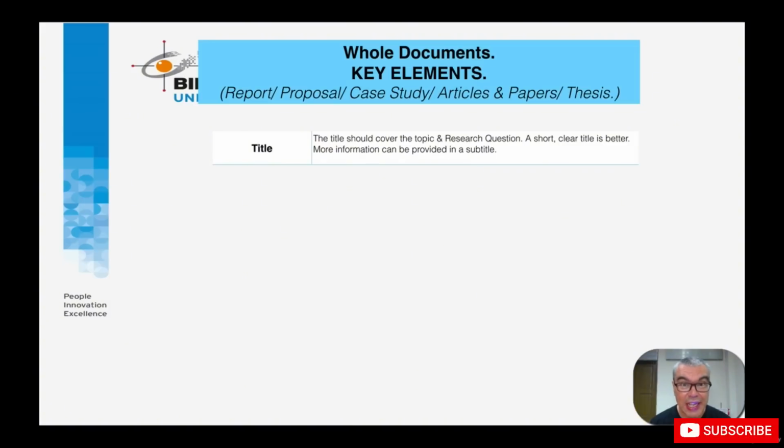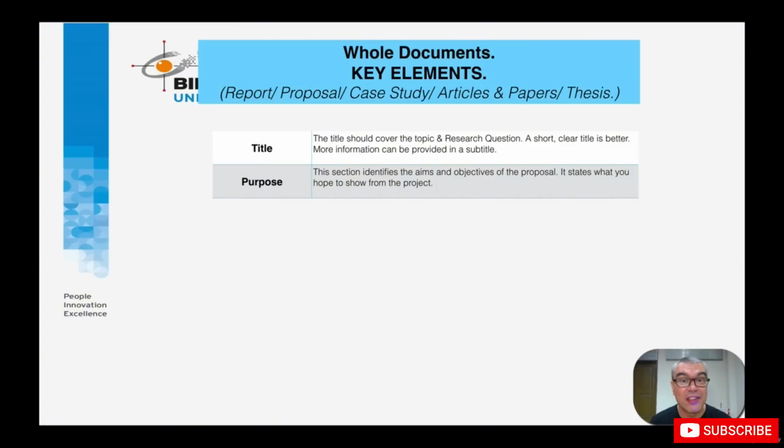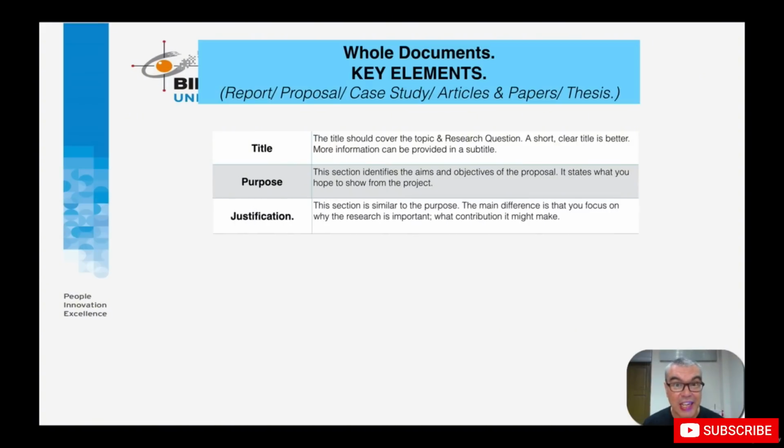The next section then is the purpose of the document. So this section identifies the aims and objectives of your proposal or your report or your paper or your thesis. It states what you hope to show from the project. The next section is the justification. So this section is similar to the purpose of the document, but here you focus on why the research is important, why you are writing it, and also try and describe what kind of contribution you think the document might make to the academic world.